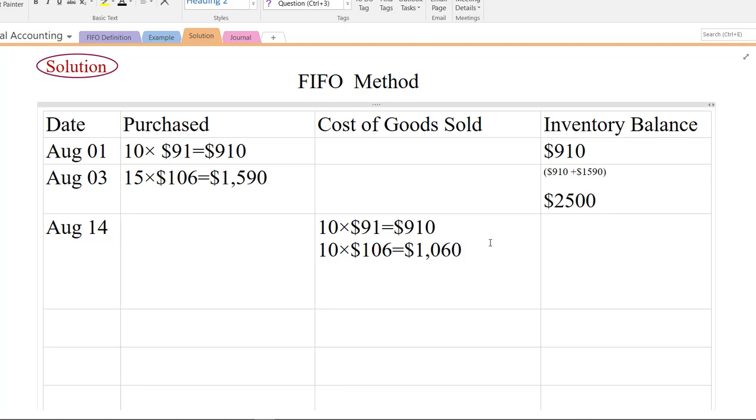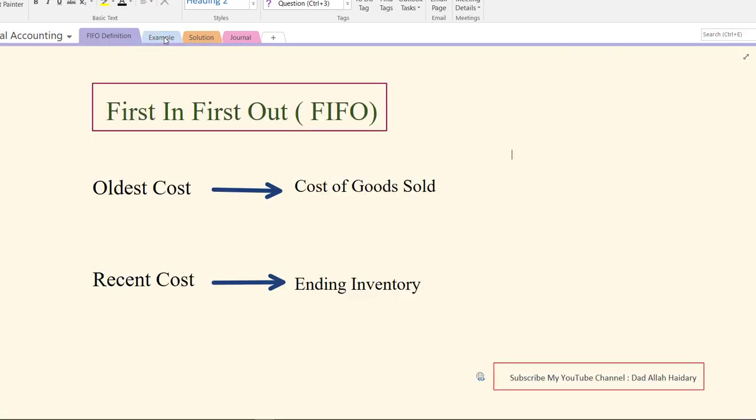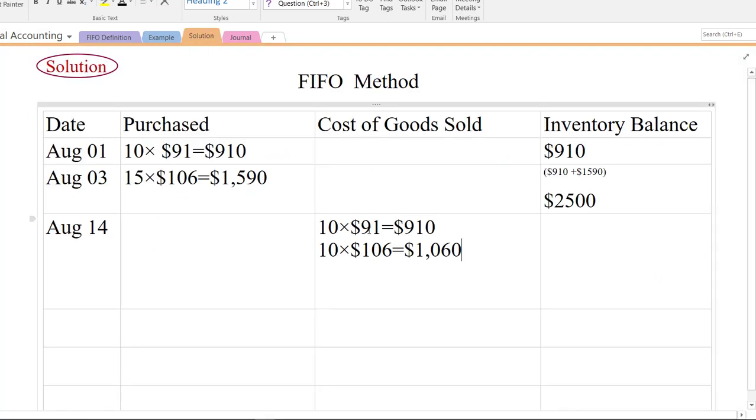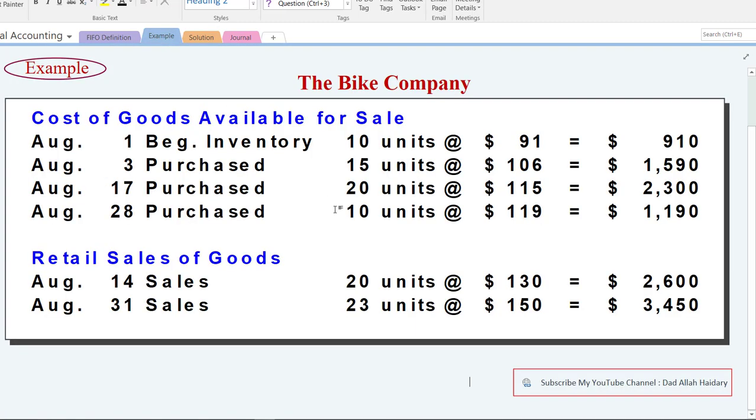Again, students are getting confused. Some of the students are asking that in the question we have 20 units of sales, and that sales is at 130 USD. Then why are we taking the cost of 91 and the cost of 106? My dears, because you can see the title, we are calculating the cost of goods sold. Here, this is the selling price. This is not the cost of it.